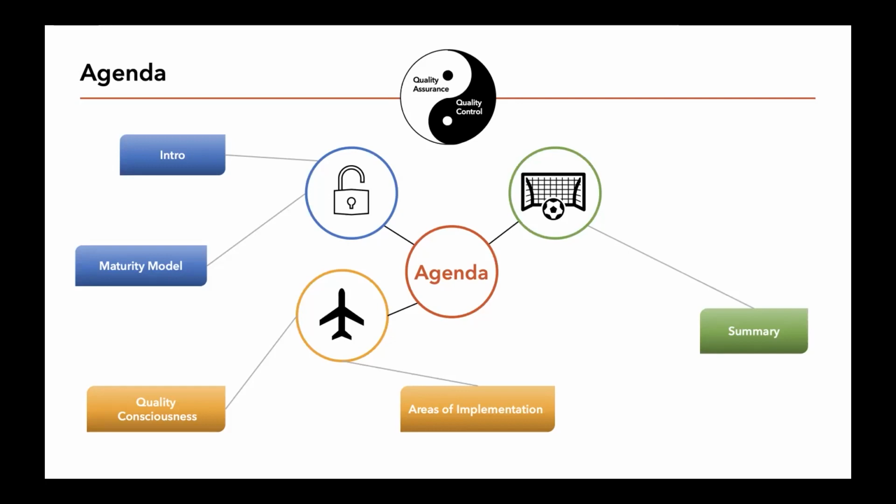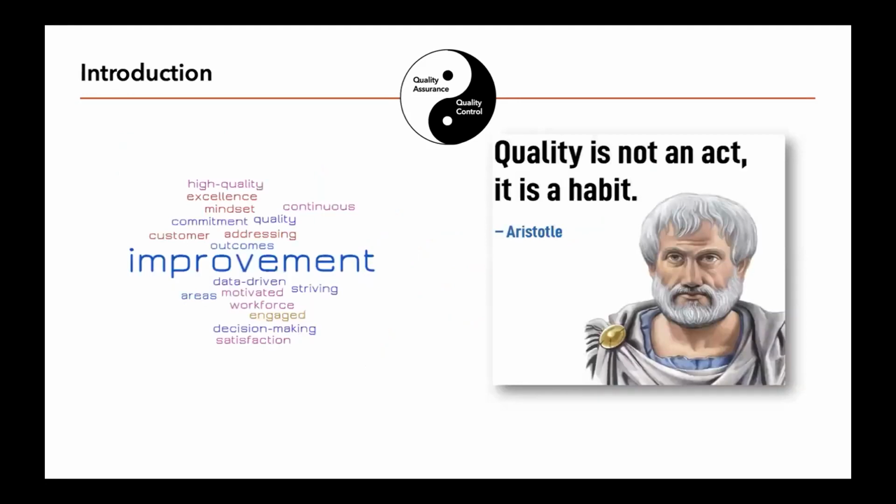We can quickly move to the agenda. I'm going to cover a little bit about quality, and then we're going to talk about the maturity model, quality consciousness, and the areas of implementation, and then a quick summary. So we can quickly move to the next slide.